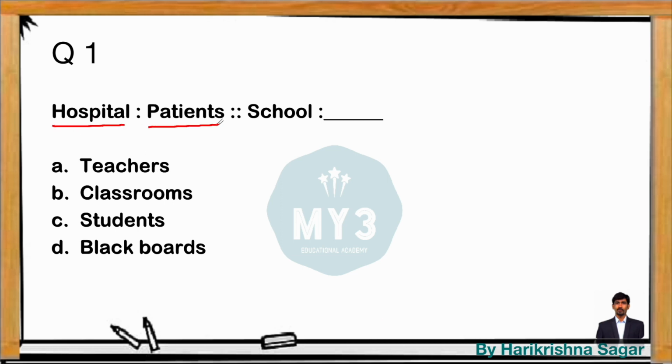Hospital, patients, school will be what? Observe the first reference pair and understand the logic. Patients will go to hospital for the treatment. And who will come to school? Students. So mark the answer as C.